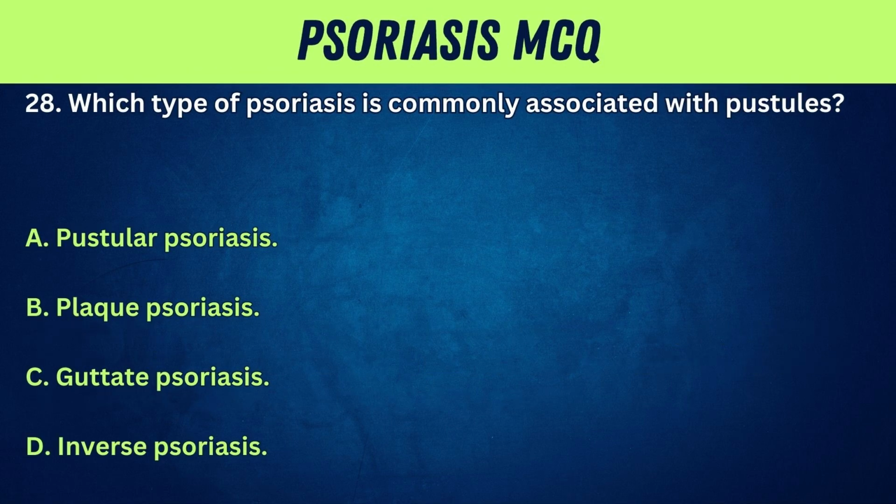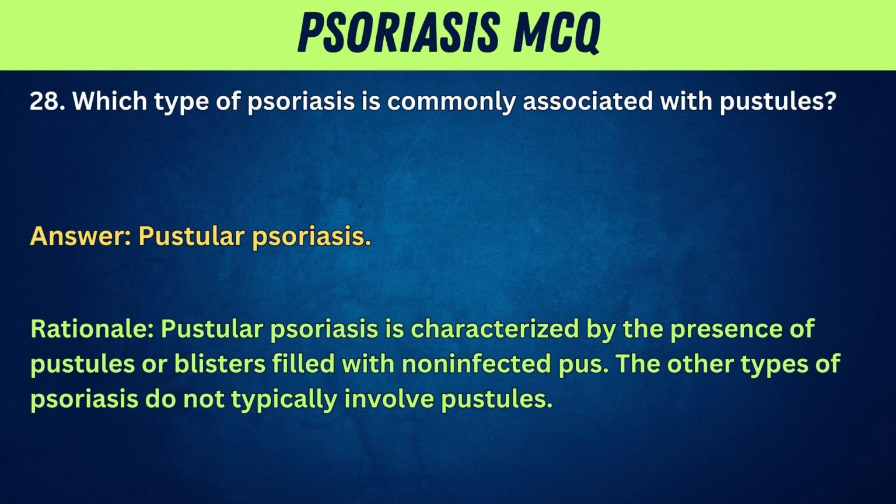28. Which type of psoriasis is commonly associated with pustules? A. Pustular psoriasis. B. Plaque psoriasis. C. Guttate psoriasis. D. Inverse psoriasis. Answer: pustular psoriasis. Rationale: pustular psoriasis is characterized by the presence of pustules or blisters filled with non-infected pus. The other types of psoriasis do not typically involve pustules.